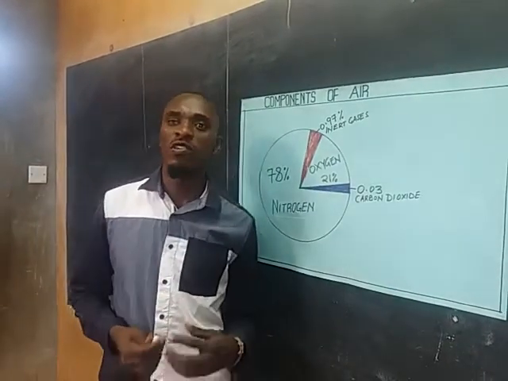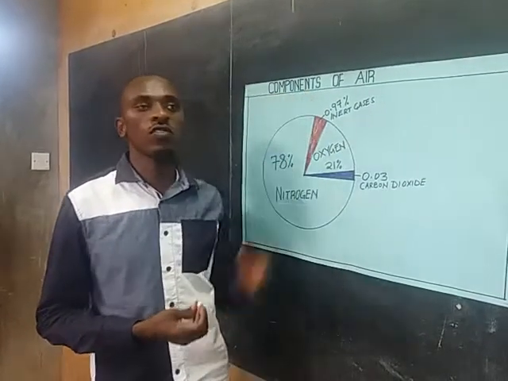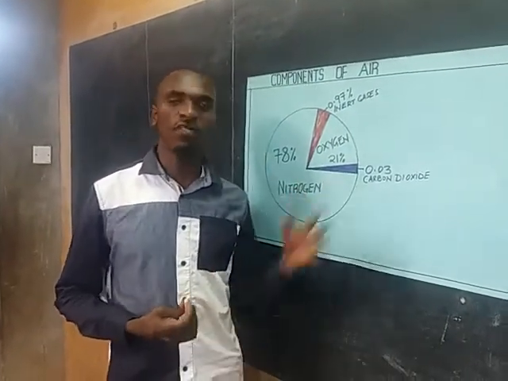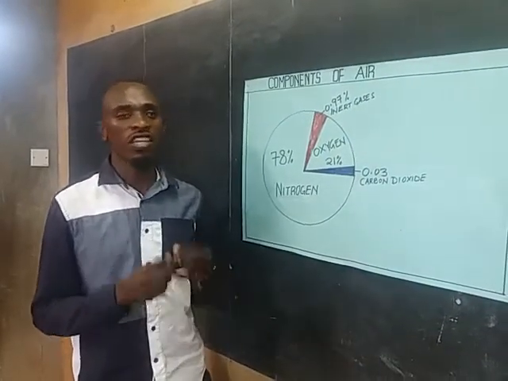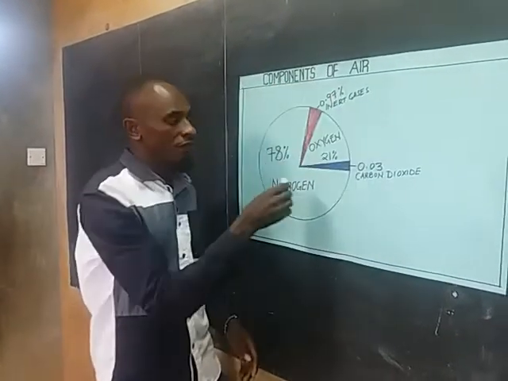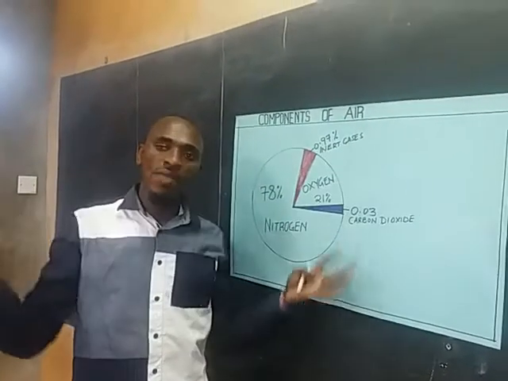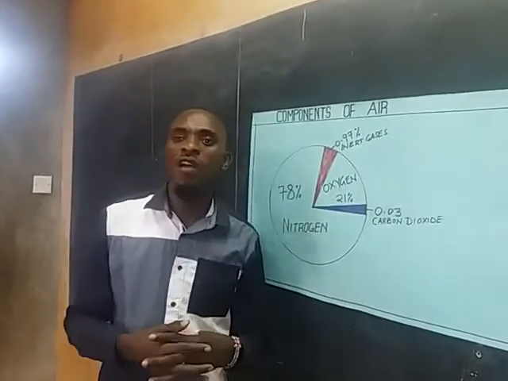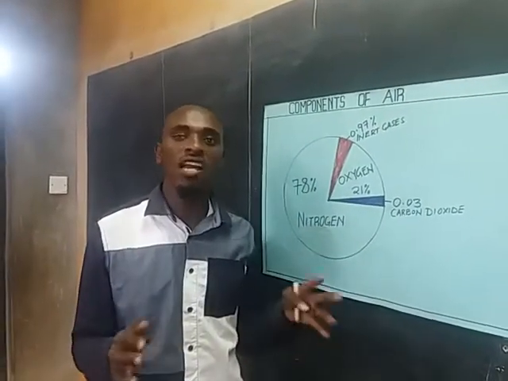Now, today we shall be looking at properties of matter. I know you looked at it when you were in class 5, in class 4, but now in class 6, under properties of matter, we shall be looking at components of air. Now, when you think of air, you should think of air as a mixture of gases, various gases. So, which are these gases that make up air?